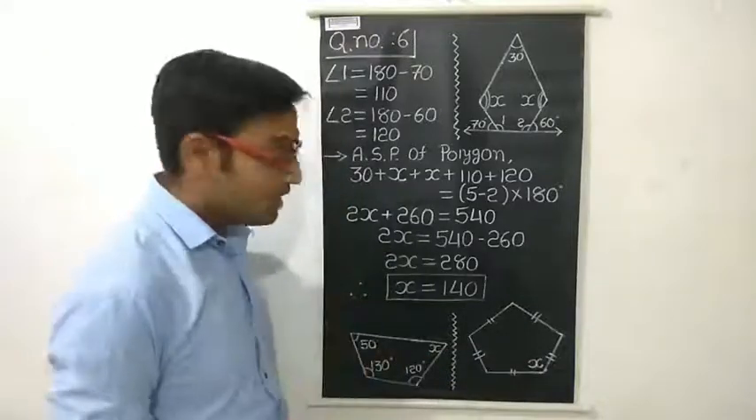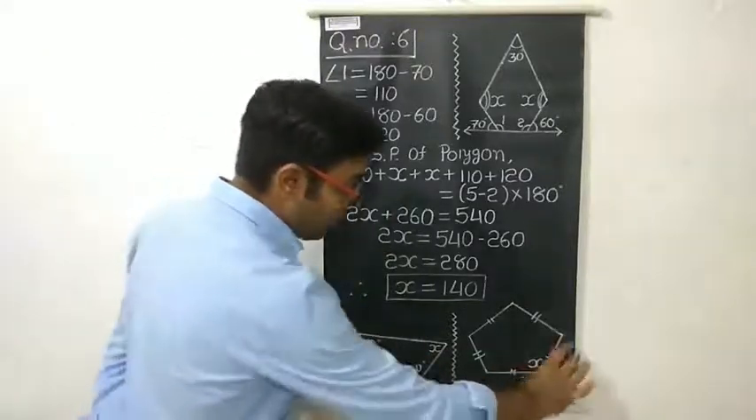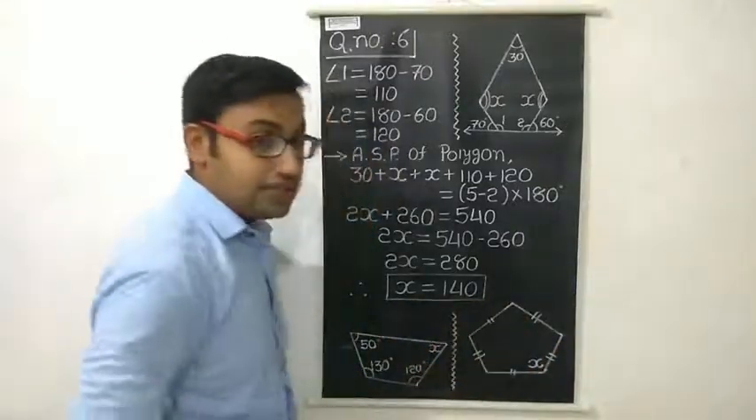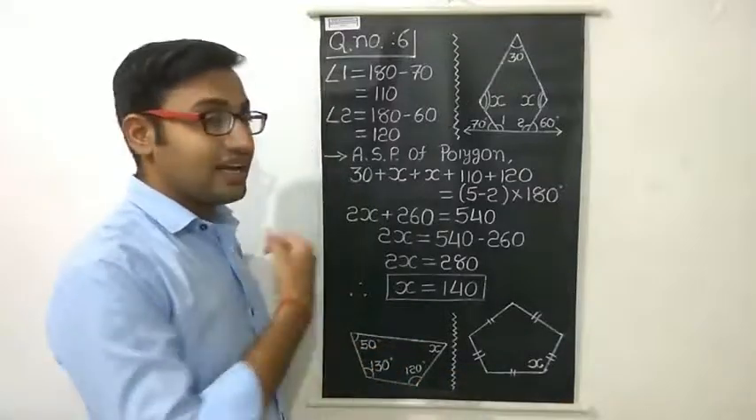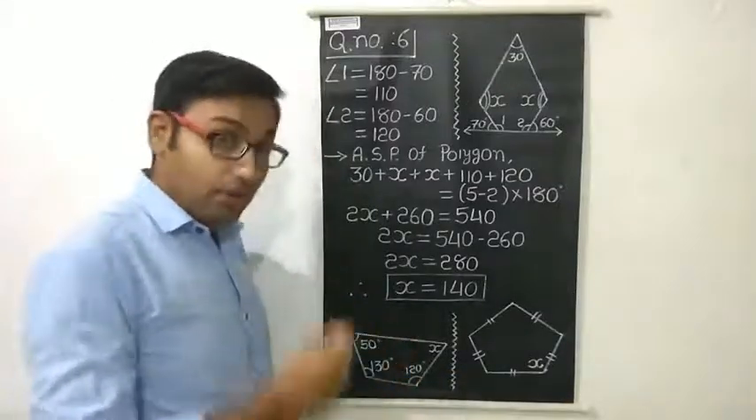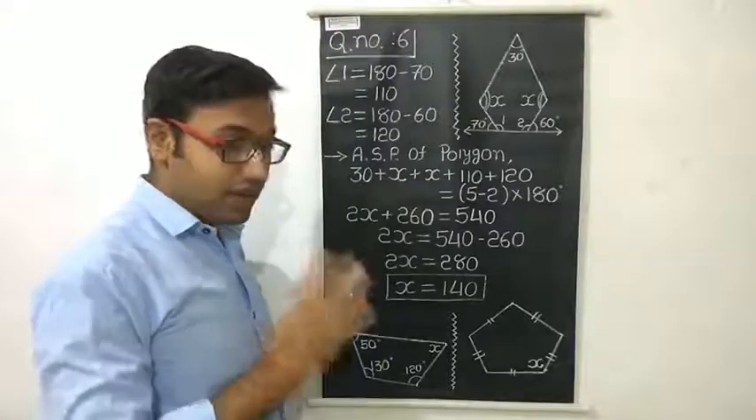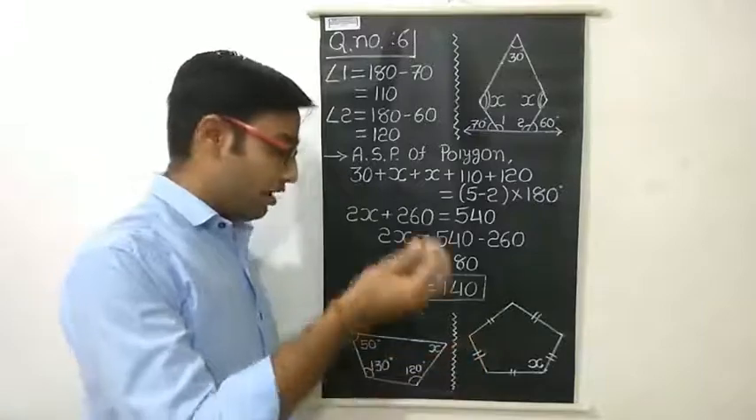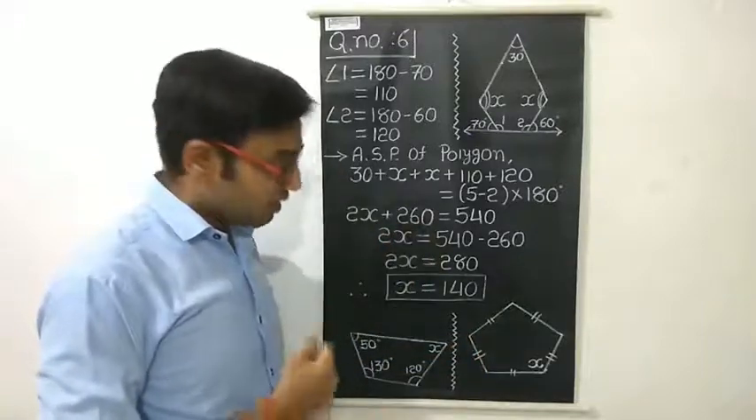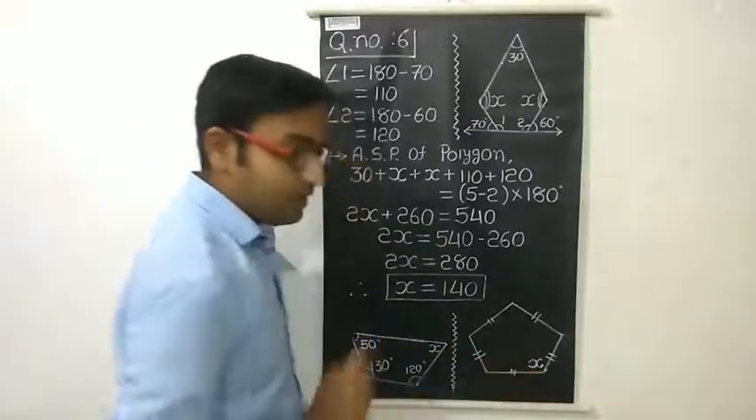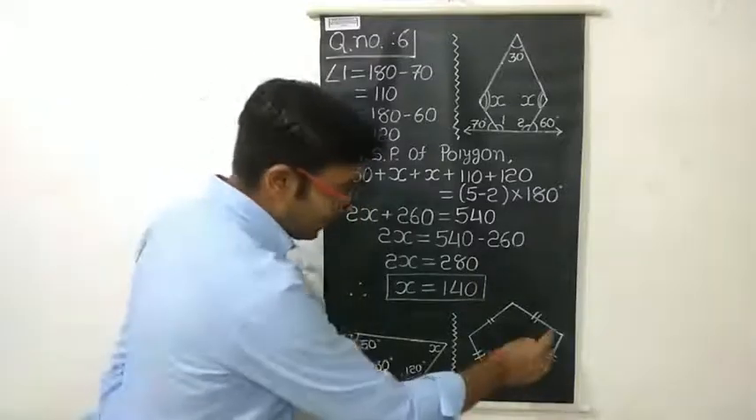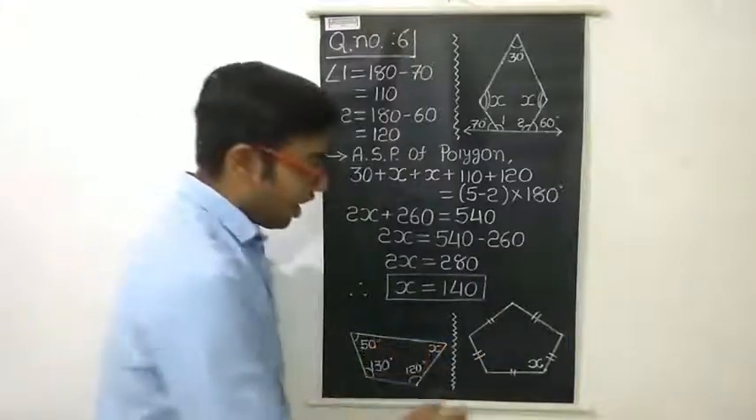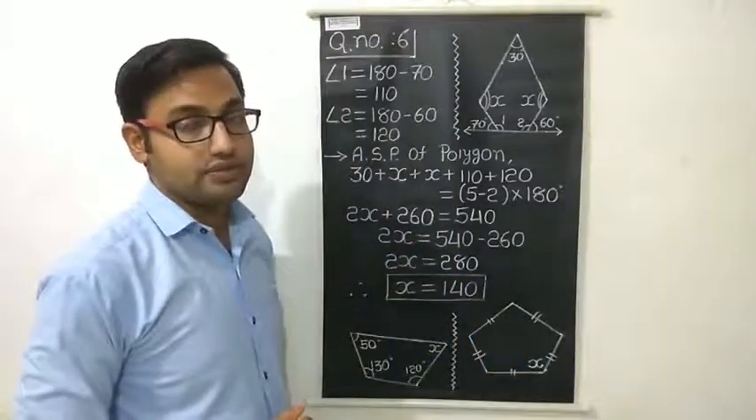Okay, how to solve this sum? Which shape is this? This is a pentagon, because it has 1, 2, 3, 4 and 5 sides. And what is this symbol? This symbol indicates that all the sides are equal, so it is a regular pentagon. Whenever there is a regular polygon, all its angles and all its sides are equal. So here one angle is given as x, and we can say that this angle, this and this, that means all the angles, have the same value x.